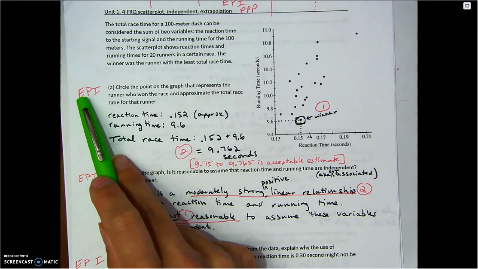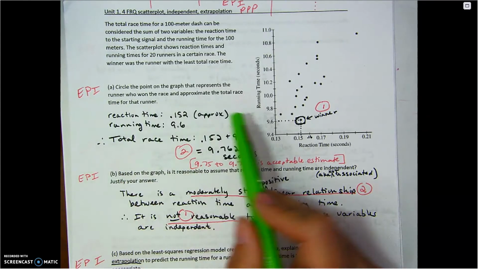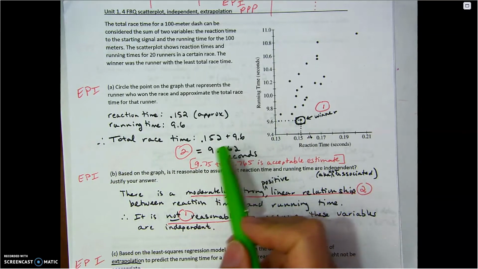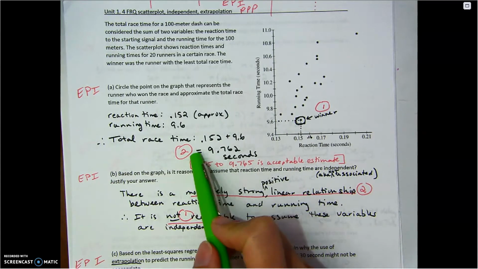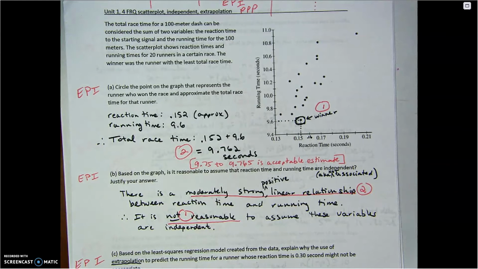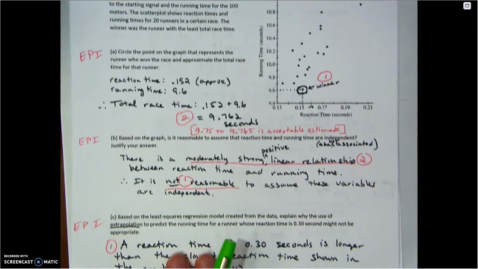So to get full credit for your part A, they're looking for two things. They want you to circle the winner and show that combined race time. If you only did one of those things, partial credit. All right, on to part B, boy.